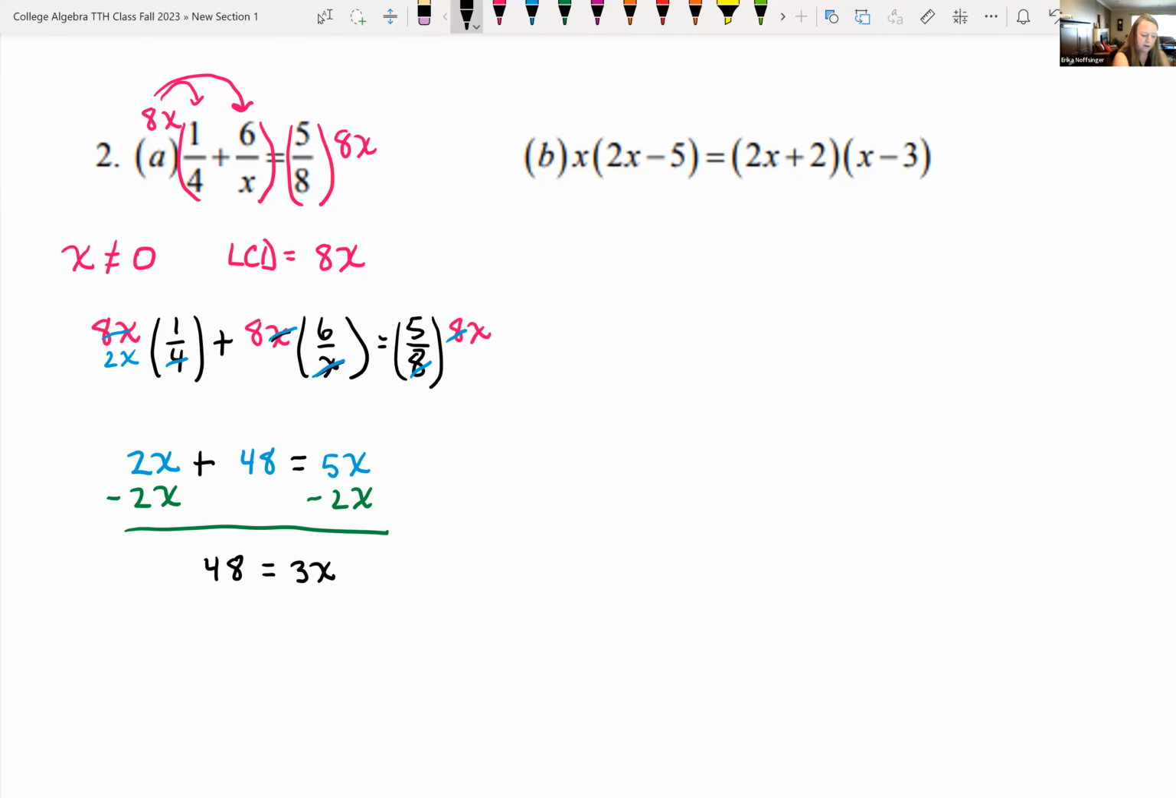Get rid of the number in front of the x. We could divide both sides by 3. So 48 divided by 3, that goes in 16 times. So we have 16 is equal to x.